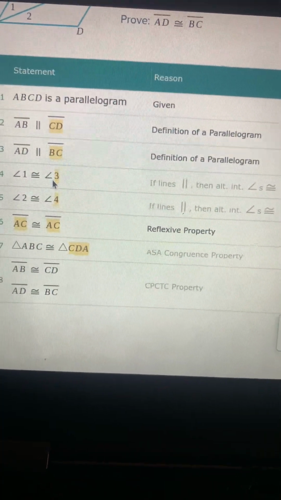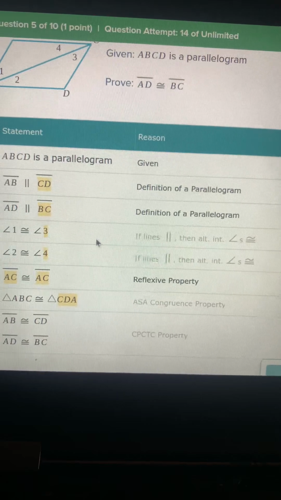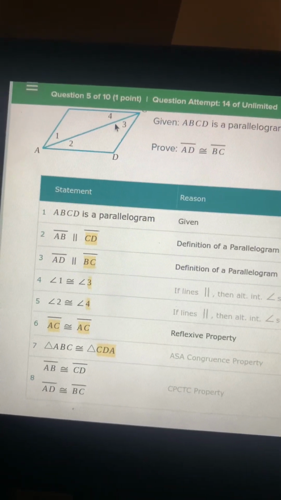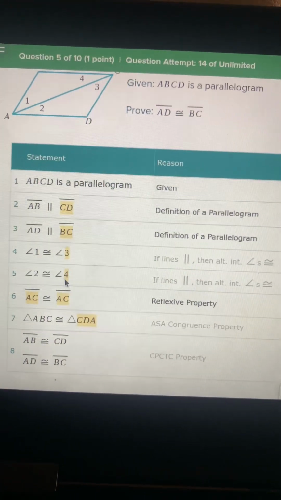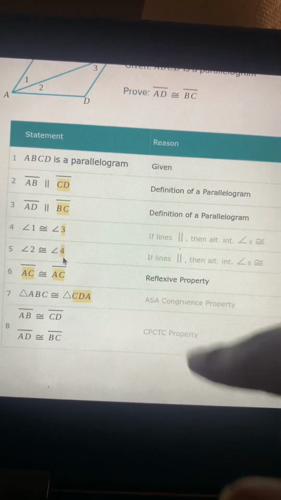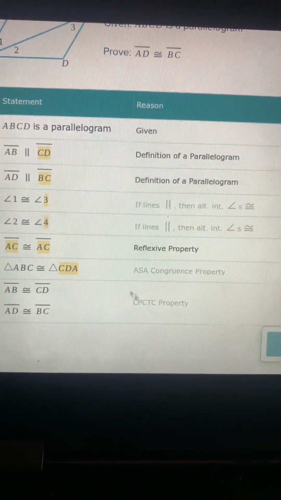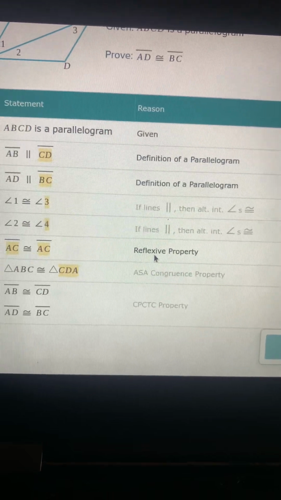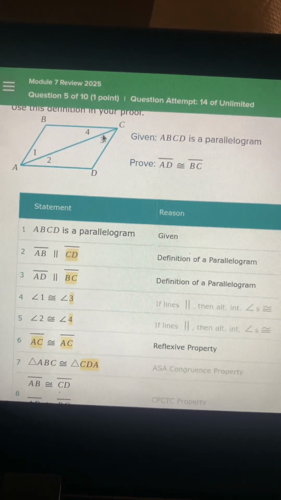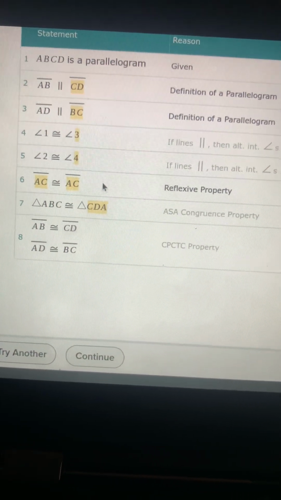These ones you have to do just alternate interior angles. So it's going to be 1, 3, and 2, 4. Bam. But sometimes I think they go in the bottom, and that means they're CPCTC property. It's kind of silly with it. Reflexive property is the line right here. So the two letters that are right here will go into AC 2 times because they make 180.